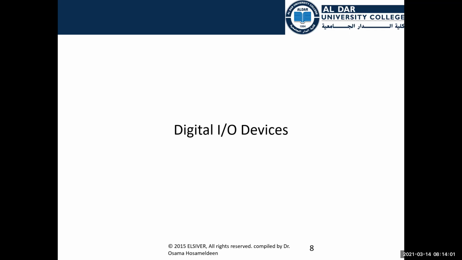Can anybody tell me the difference between analog and digital signals and give me some examples? Doctor, the analog signal is continuous. The digital signals are discrete.